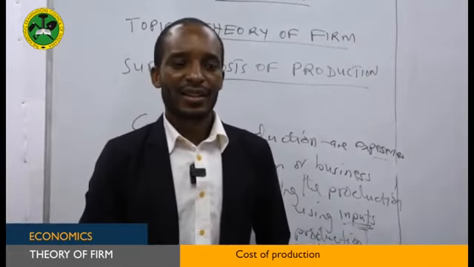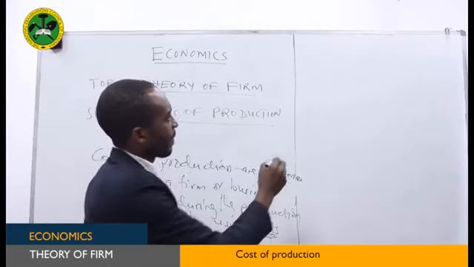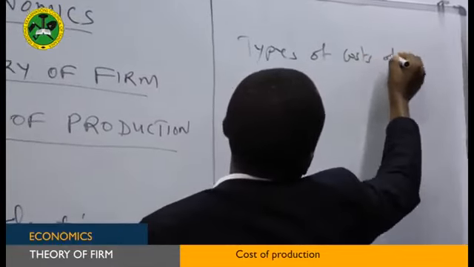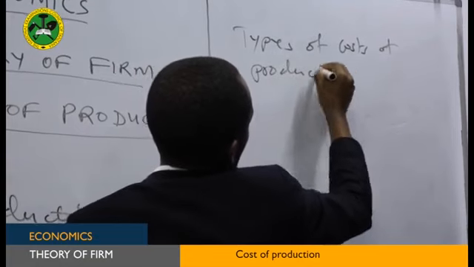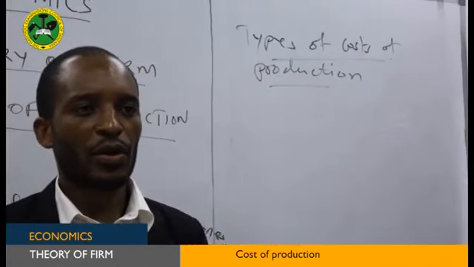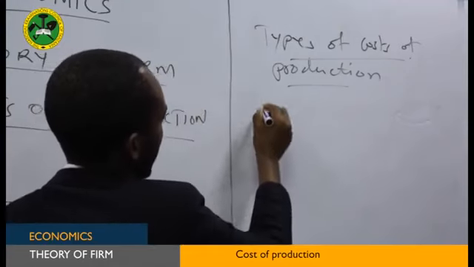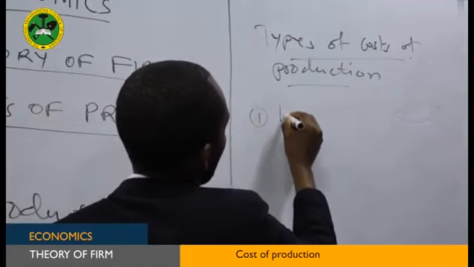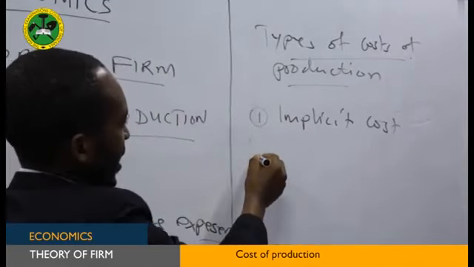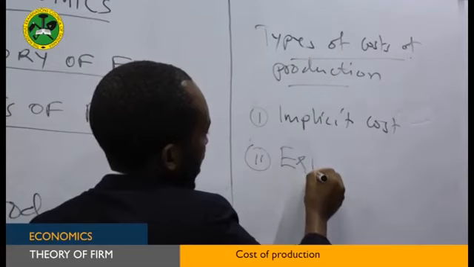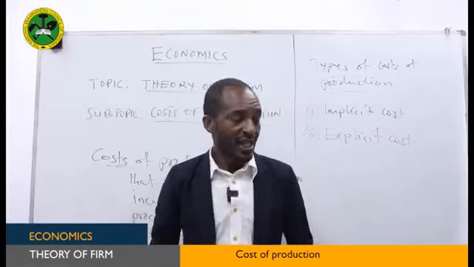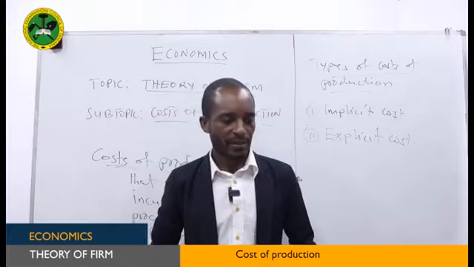Now let us see the types of cost of production. Here we'll discuss two types of costs. One is implicit cost, and the second is explicit cost. Now let us start with implicit cost.